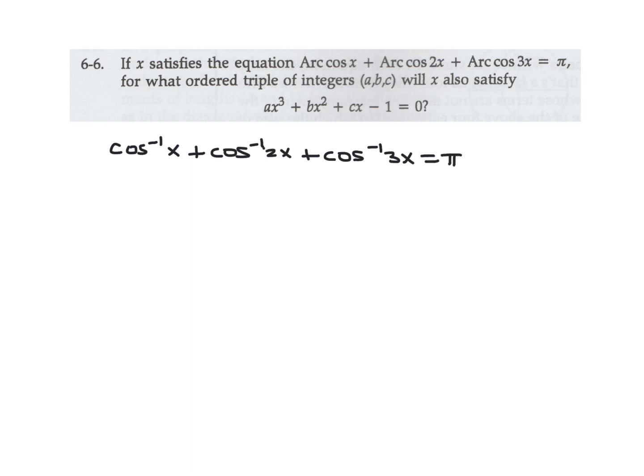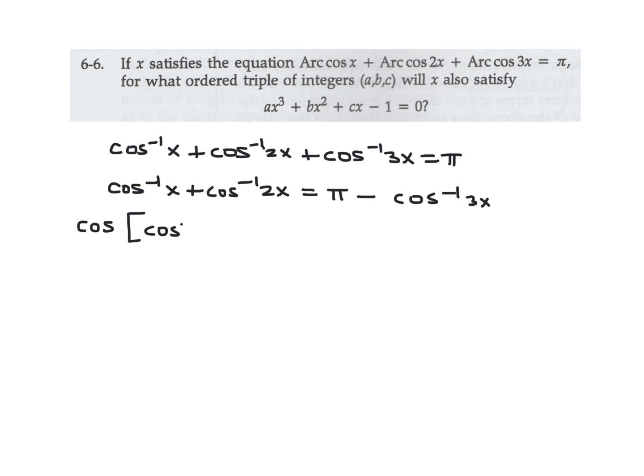And we're going to probably have to use a trig identity here. I'm going to break this up. I'm going to put arccos x and arccos 2x on one side and put pi minus arccos 3x on the other side. Now I'm going to take the cos of both sides. So the cos of this whole thing, arccos x plus arccos 2x, and then the cos of the other side also, pi minus arccos 3x, like that.